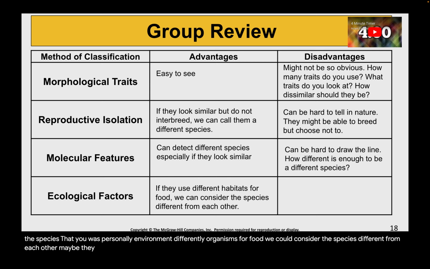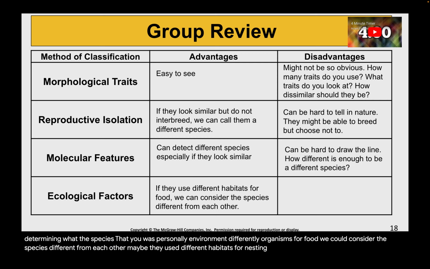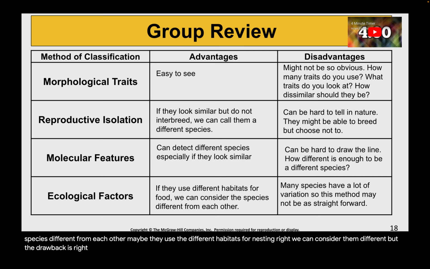Maybe they use different habitats for nesting, right? We could consider them different. But the drawback is, right, many species have a lot of variation. It's just hard to see, like, are they actually using completely different habitats, right? It's just not as straightforward.